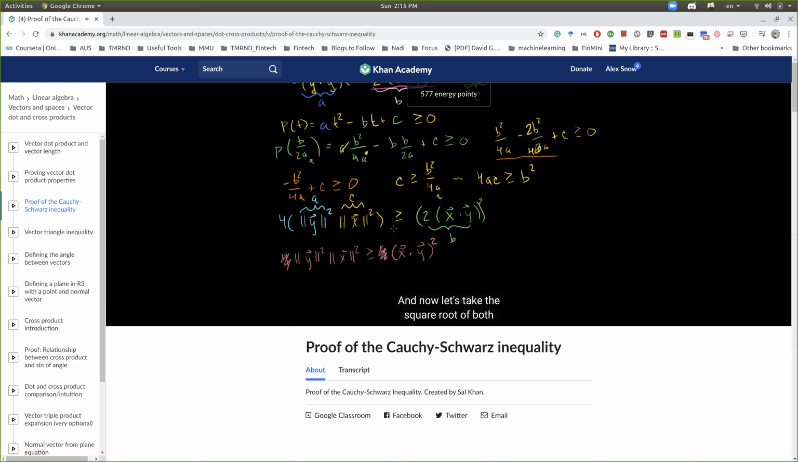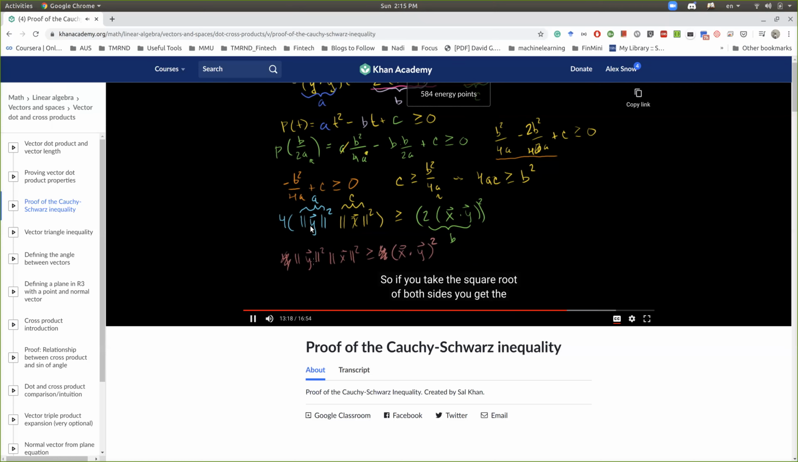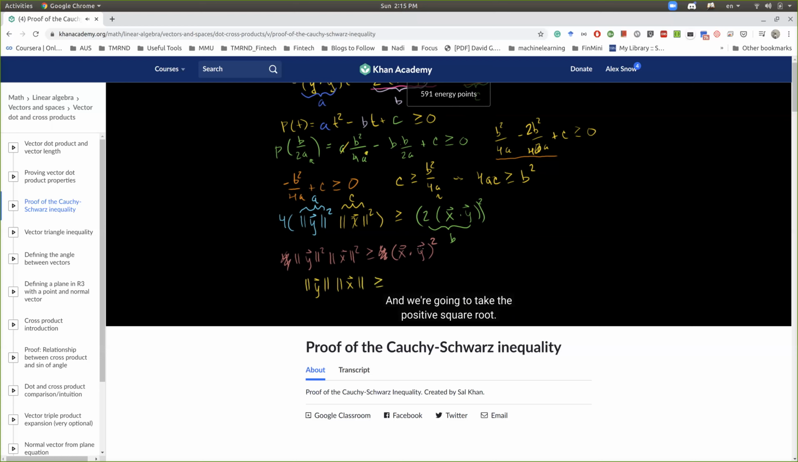And now let's take the square root of both sides of this equation. These are positive values, so the square root of this side is the square root of each of its terms. That's just an exponent property. So if you take the square root of both sides, you get the length of y times the length of x is greater than or equal to the square root of this. We're going to take the positive square root on both sides. That keeps us from having to mess with the inequality.